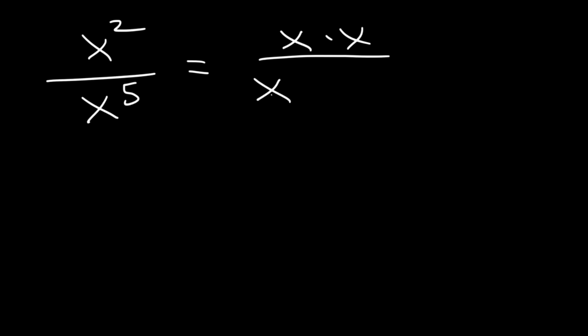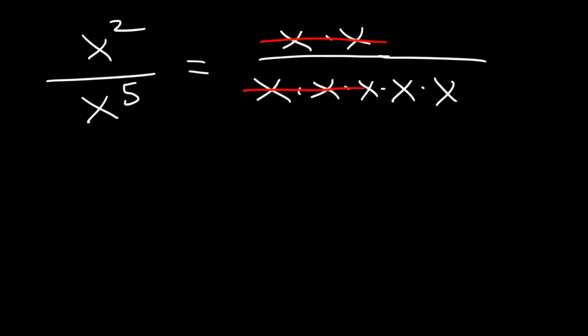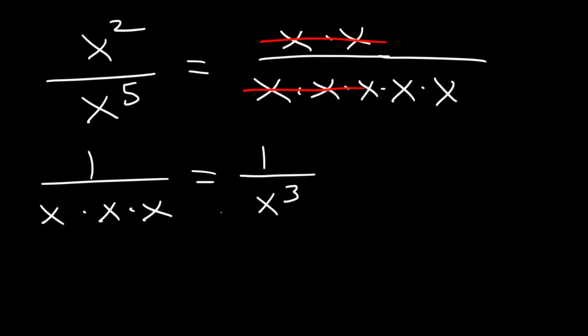Let's try another example. What is x squared divided by x to the 5th power? So let's simplify by factoring. X squared is x times x. X to the 5th is basically 5 x variables multiplied to each other. So we could cancel 2 of them, and that leaves behind 3 x variables on the bottom. And x times x times x is simply x cubed. So the answer is 1 divided by x cubed.